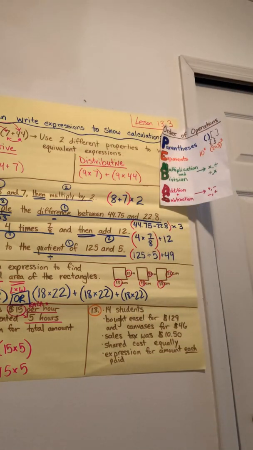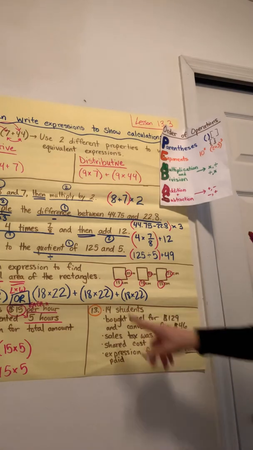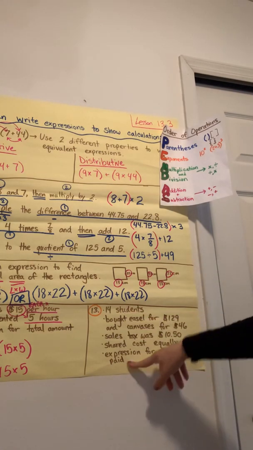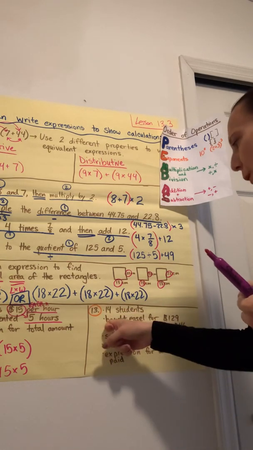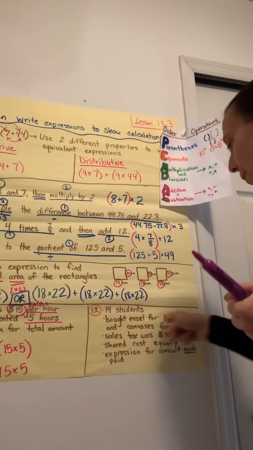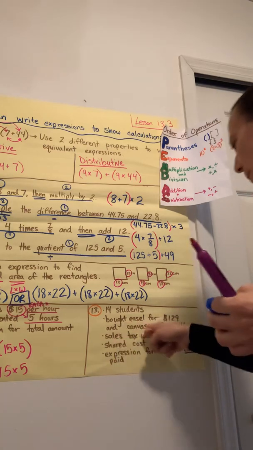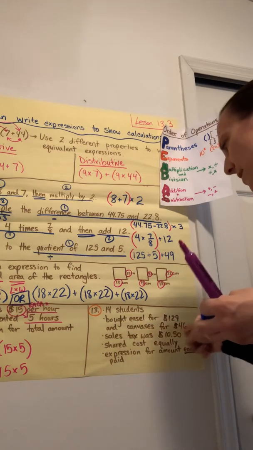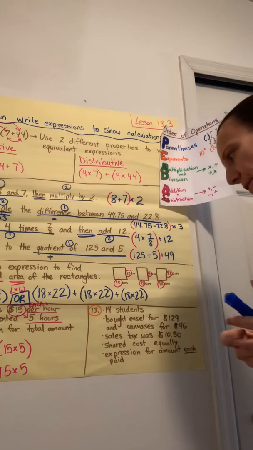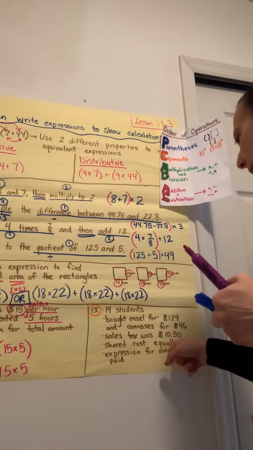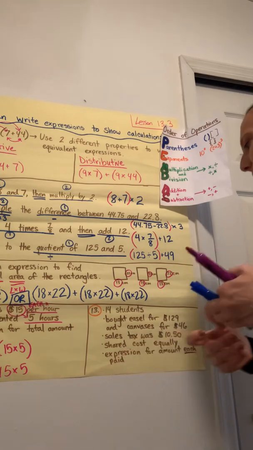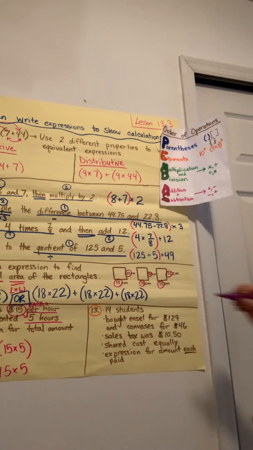Okay, and the final one that we're going to do together is number 13. Okay. Here's a bunch of information I've got for number 13, an art situation where I have 14 students. Those 14 students are buying an easel for $129 and a bunch of canvases for $46. Sales tax is $10.50. They want to share the cost equally, so I want an expression for the amount that each paid.